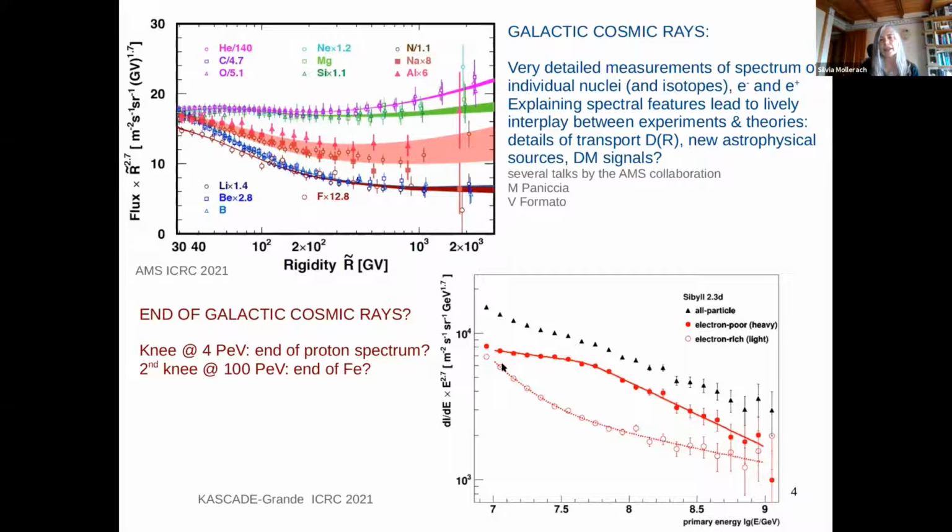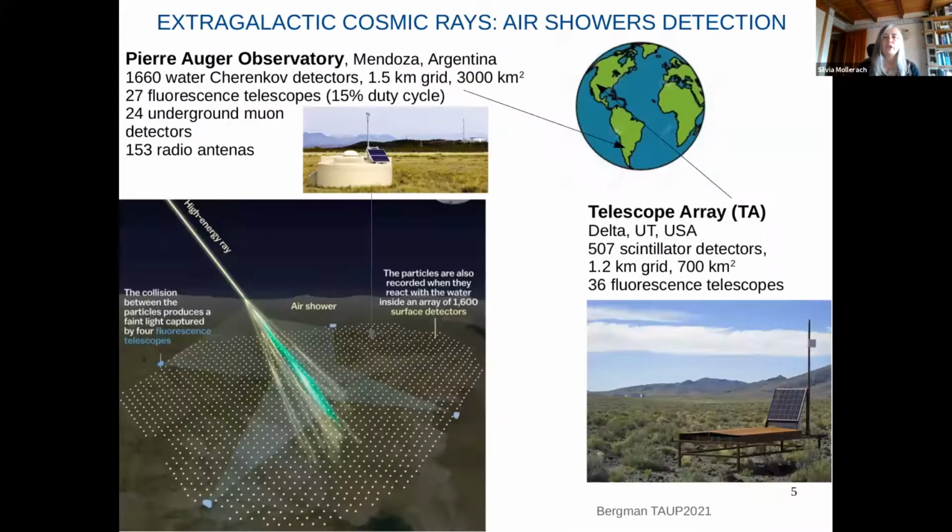The light component shows a hardening in the spectrum that could probably be related to the start of the extragalactic component. So for the rest of the talk, I will especially be talking about this highest energy piece of the spectrum of cosmic rays, of which the two main observatories in operation are the Pierre Auger Observatory in Mendoza, Argentina, and the Telescope Array in Utah.